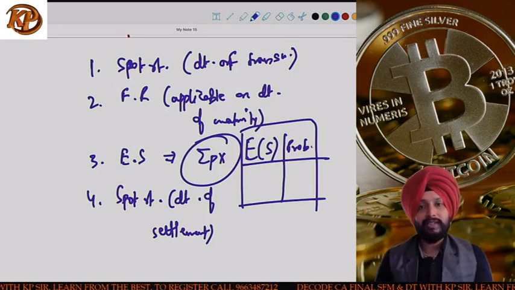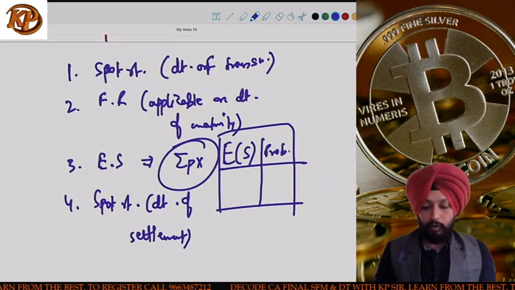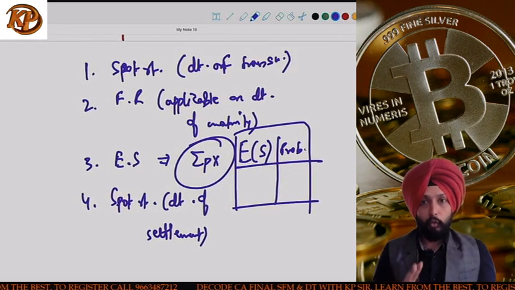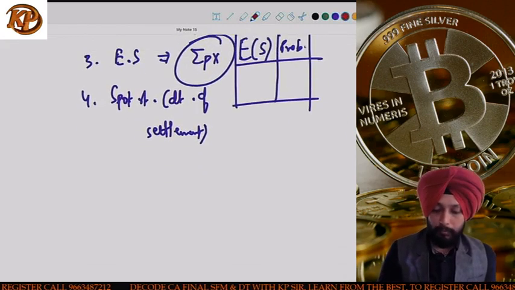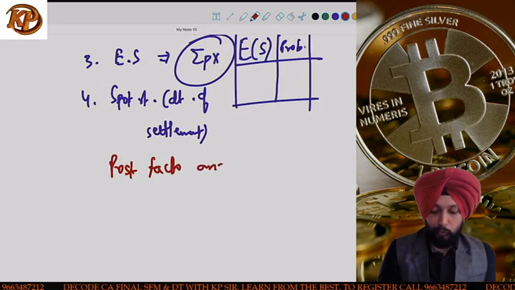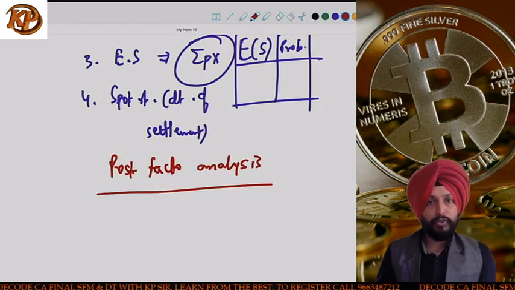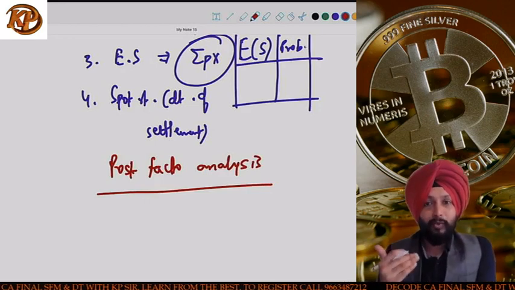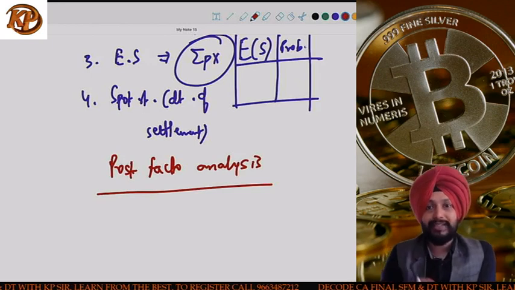So these rates are useful for 2 types of analysis. If you remember, in respect of forward cover, we can be tested on 2 different types of analysis. Number 1 is post facto analysis. Post means after, so this is backward looking. In post facto analysis, we need to tell whether the company benefited by taking a forward cover or not.